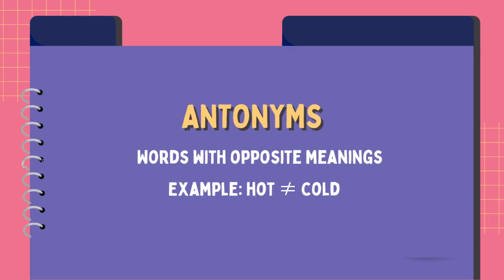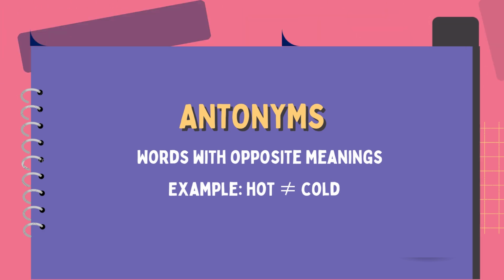Antonyms are words with opposite meanings. For example, hot and cold. Other examples: up does not equal down, happy does not equal sad, near does not equal far. Knowing antonyms helps us describe things more clearly.